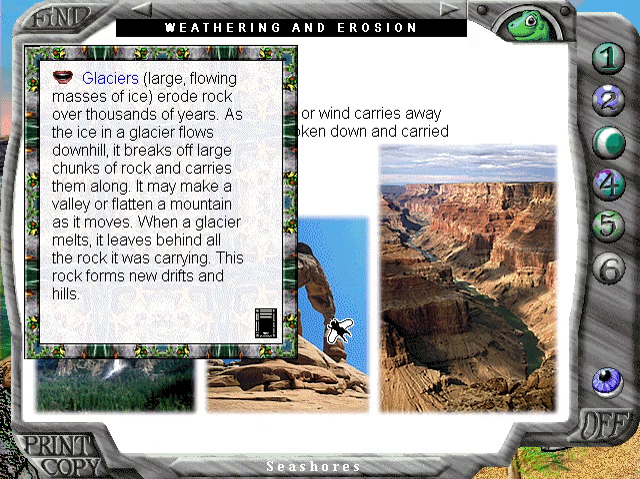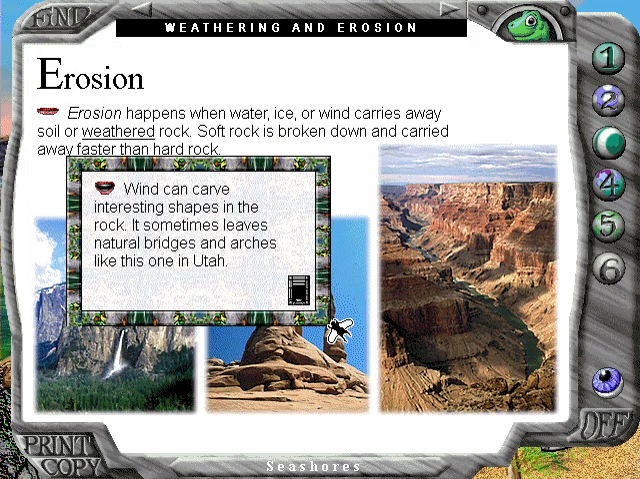When a glacier melts, it leaves behind all the rock it was carrying. This rock forms new drifts and hills. Wind can carve interesting shapes in the rock. It sometimes leaves natural bridges and arches like this one in Utah.